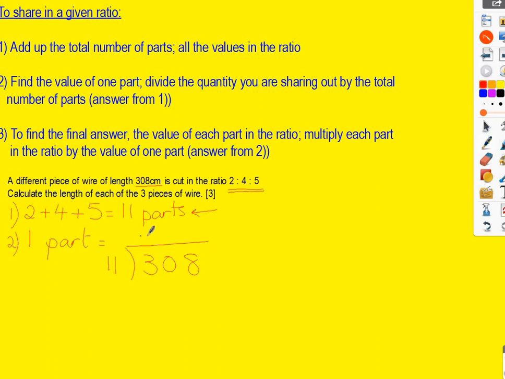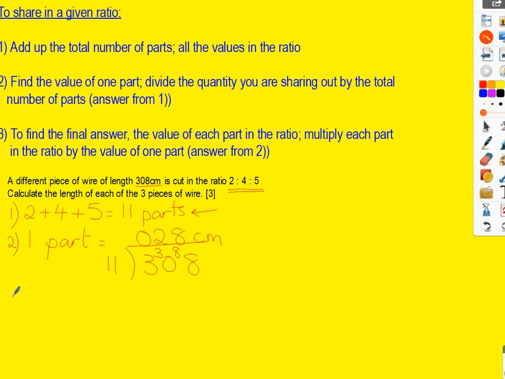So how many 11s in 3? There aren't any. Carry over the 3. How many 11s in 30? Well, 2 11s are 22. The remainder from 22 to 30 would be 8. How many 11s in 88? There are 8. So 1 part is 28 centimetres of wire.